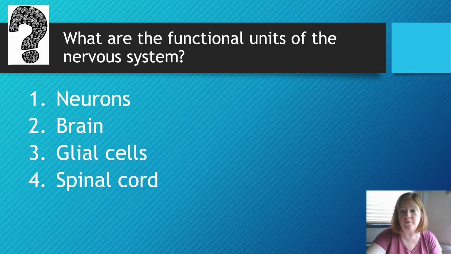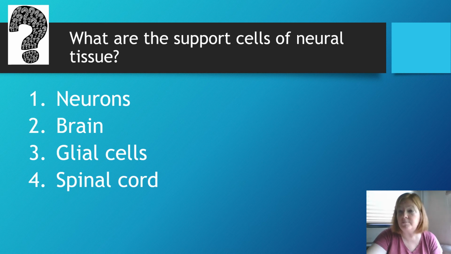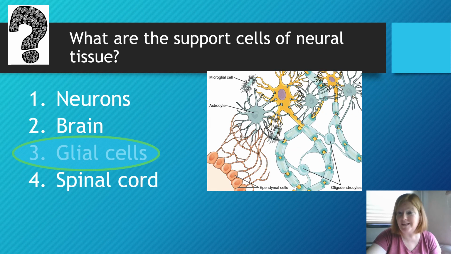What are the functional units of the nervous system? Neurons. What are the support cells of neural tissue? Glial cells or neuroglia.